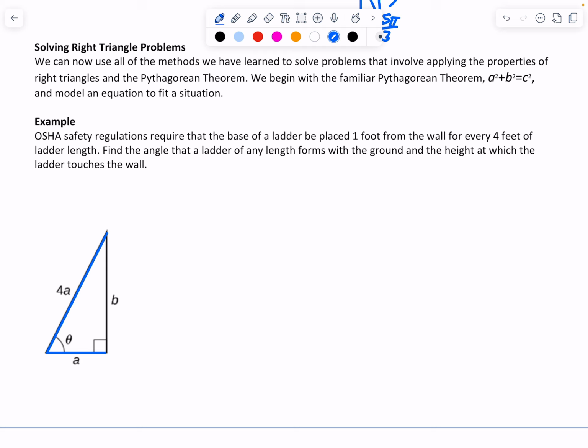And then what they're wanting to do is find the angle theta of the ladder for any length that forms with the ground at which the ladder touches. So since that ratio is going to hold, 4A over A, 4A and A is going to be the same every time, that theta should hold. That's trig, right? So with that, we're going to write a ratio here. So if you notice from theta, that is our cosine. So cosine of theta is equal to adjacent over hypotenuse. And that means cosine theta is equal to 1 over 4.